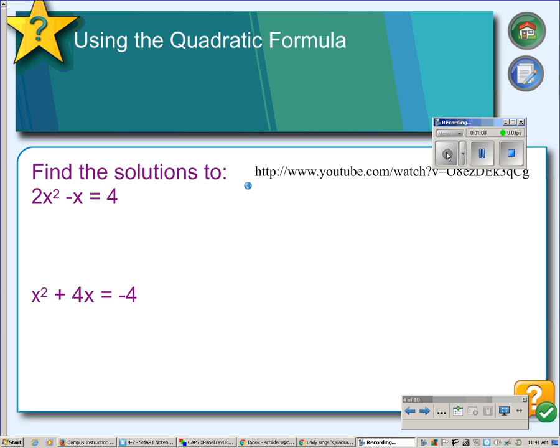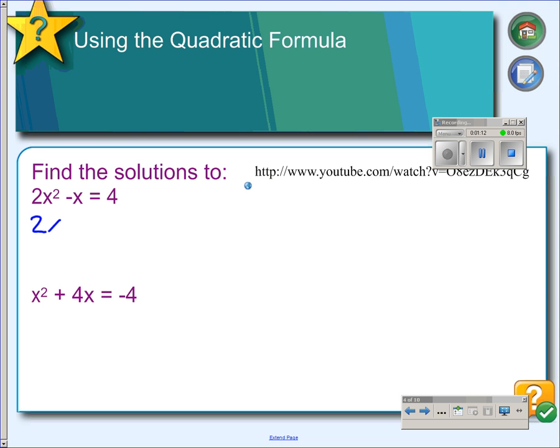All right, so here we have some problems for you to solve. So first thing you have to do is put your equation in standard form. So we're going to have to subtract the 4 on both sides so that the equation equals 0. From here, we can determine that a equals 2, right there. B equals -1 from the coefficient on x, and c equals -4.